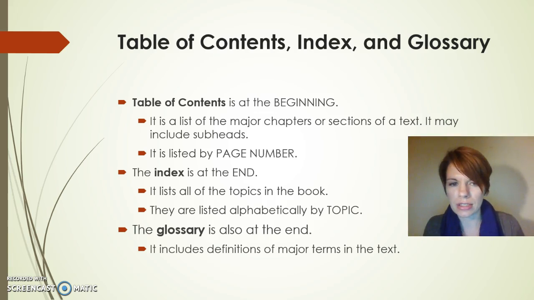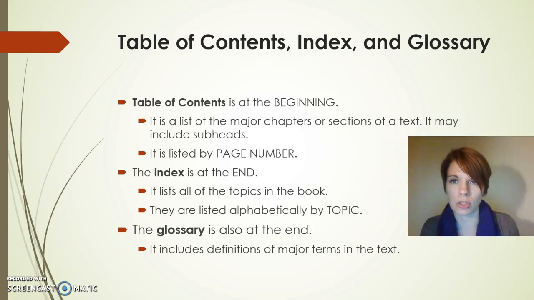Now the index is at the end. It lists all the topics in the book. They're listed alphabetically by topic. So let's say again, I wanted to figure out where the animal cells were. Well, I'd probably look for cells and then animal, and then it would tell me all the pages in the book where it talks about animal cells.